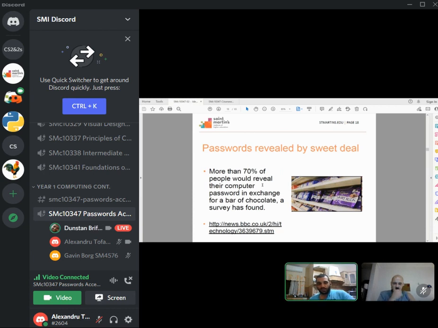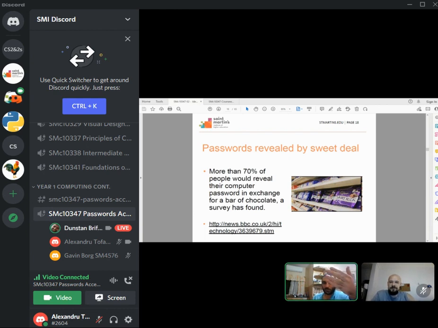Here you can read a nice article. BBC did a small experiment. They went into one of the underground stations in London, and they asked people whether they would give them their password in exchange for a piece of chocolate. So you give me your password and I give you a piece of chocolate. From the survey they did, more than 70% actually gave them a password.